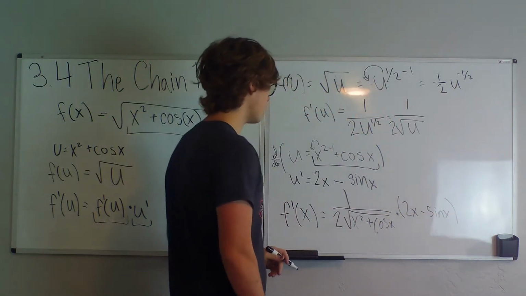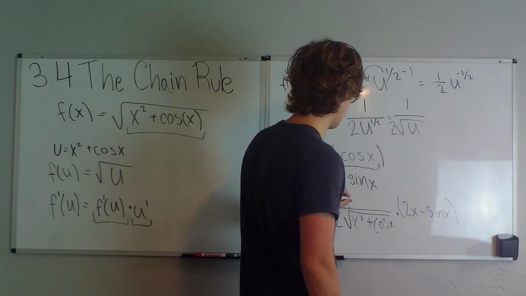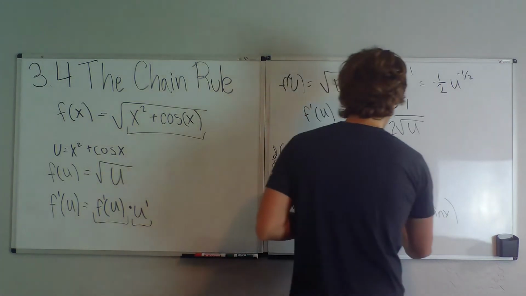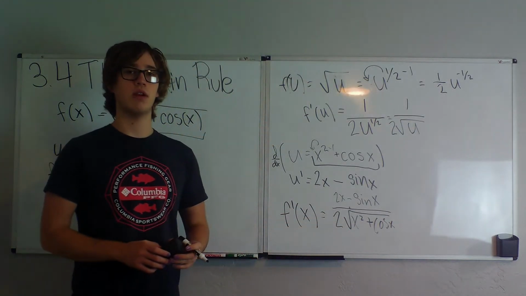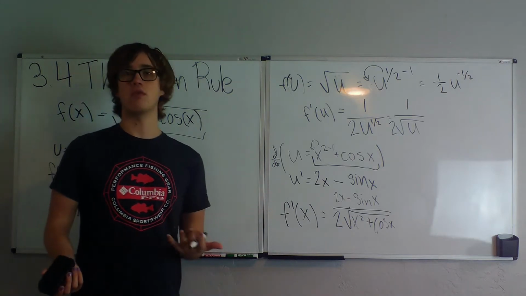Right? And then we can just rewrite that to be 2x minus sine x over 2 times the square root of x squared plus cosine x. And that is how you do the chain rule for the most part.